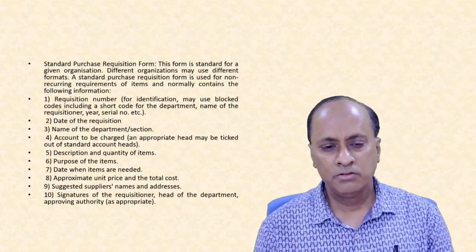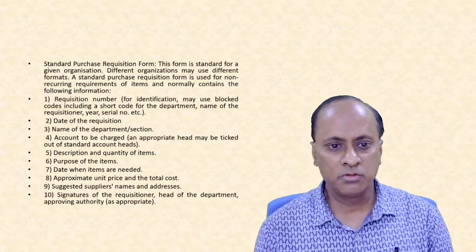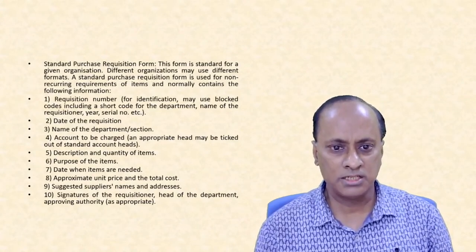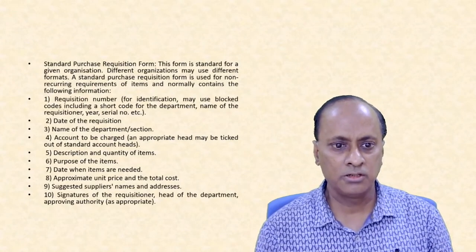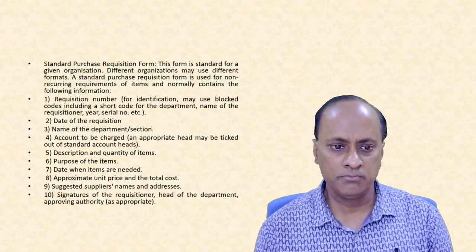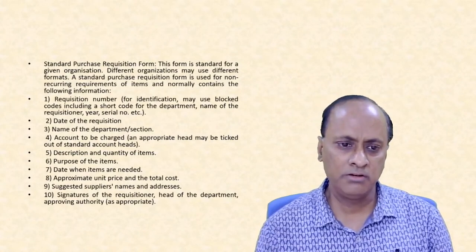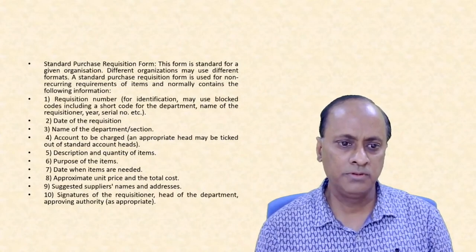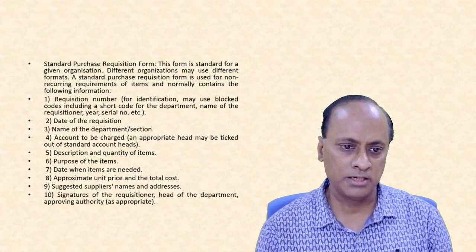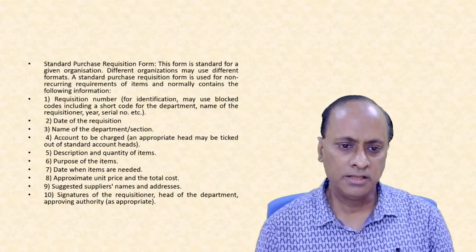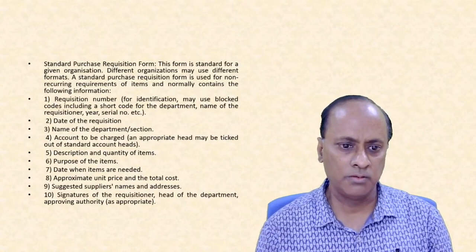When the materials are requisitioned, that is the date of requisition. Which department needs them? Account to be charged: the appropriate head may be ticked out of the standard account heads. Description and quantity of the item. You should describe the items and in what quantity you require them. And for what purpose the items will be used; the purpose of the items should be mentioned. And by which date the items are needed must also be there in the requisition form.